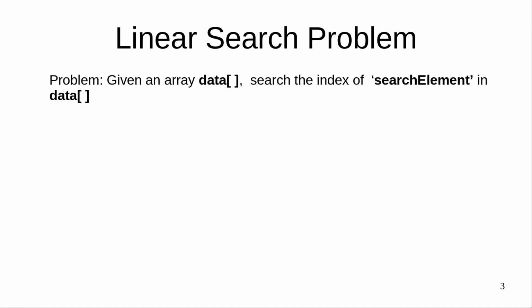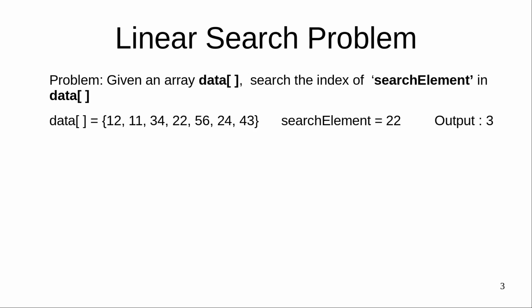So the problem usually is like this. You have a given array, there is some data in an array, and you have to search the index of a search element in this data array. So an example would be, if you have a data array with the numbers 12, 11, 34, 22, 56, 24 and 43, and you are asked to search for a particular element 22. Here the output would be 3, because you can see the 0th position is 12, this is the first position, second position and third position. So we are asking the compiler to look for this particular element 22 in this data.